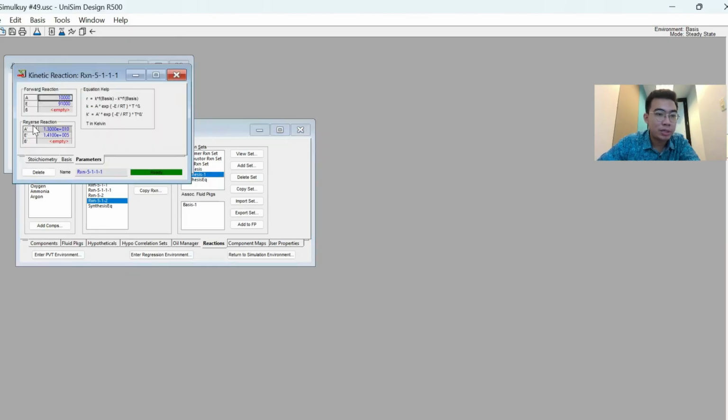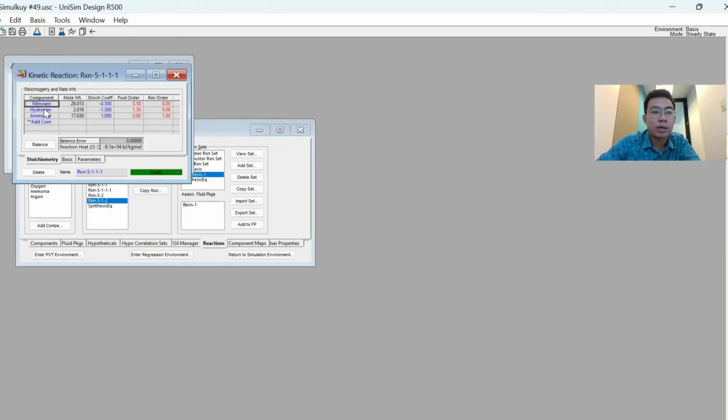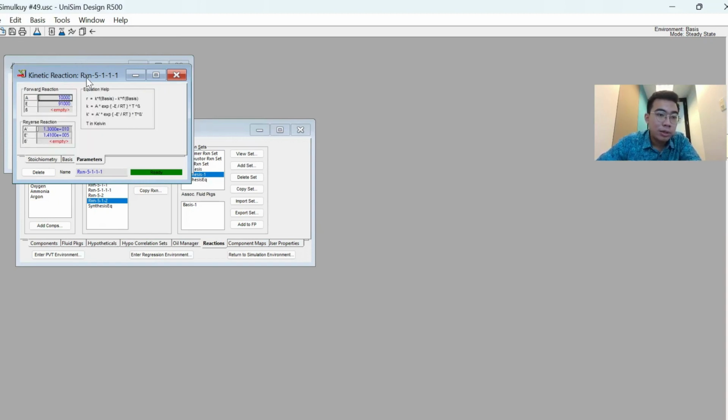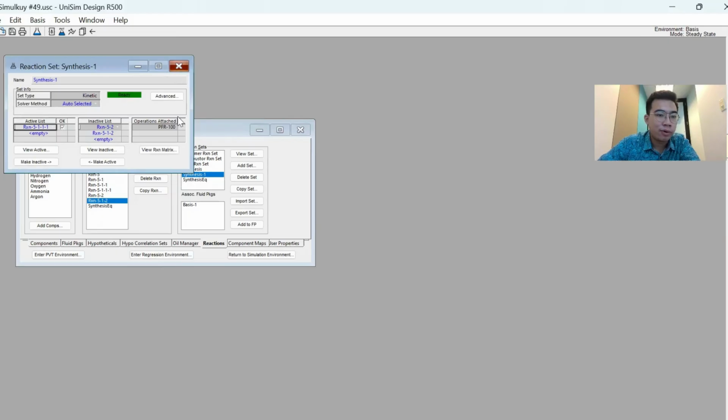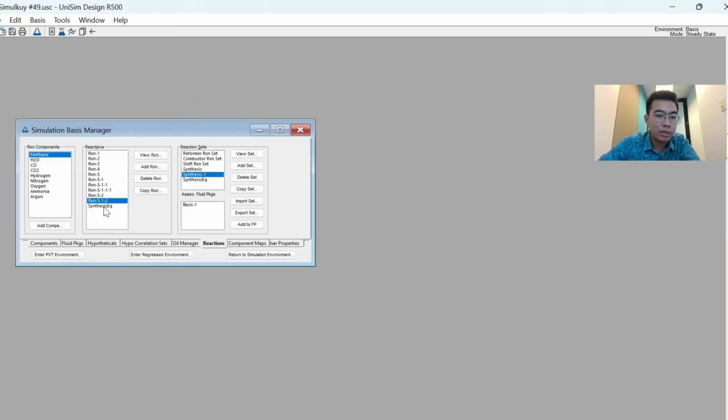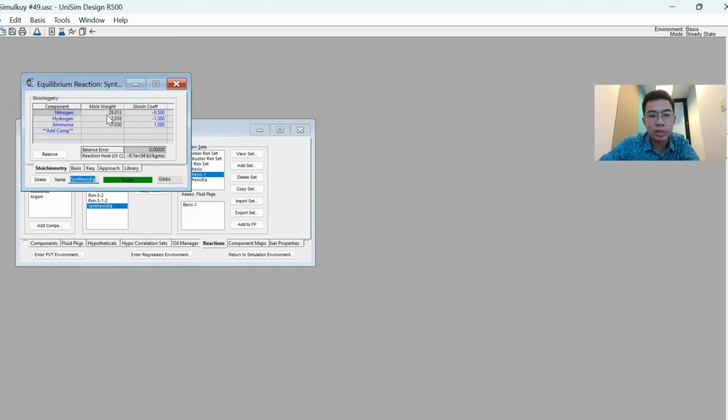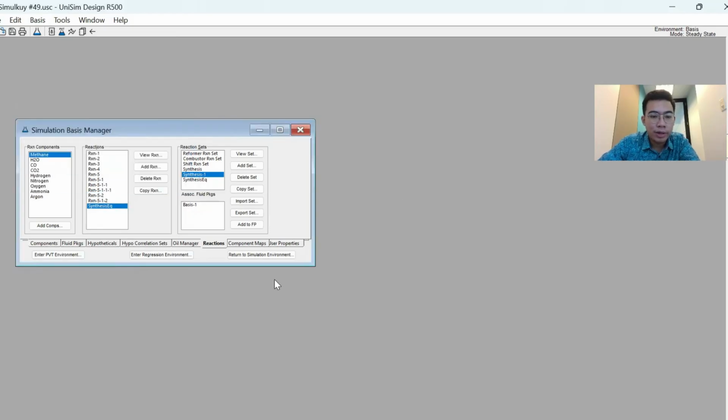For the kinetic, we will use this synthesis one reaction set. The reaction is between nitrogen and hydrogen to become ammonia, and for the kinetic parameters, this is what I use from my reference. For the equilibrium, we're using this set. I just need to put the components and also the stoichiometric coefficients.